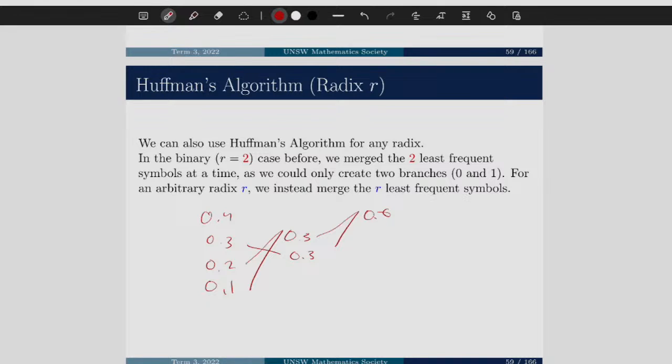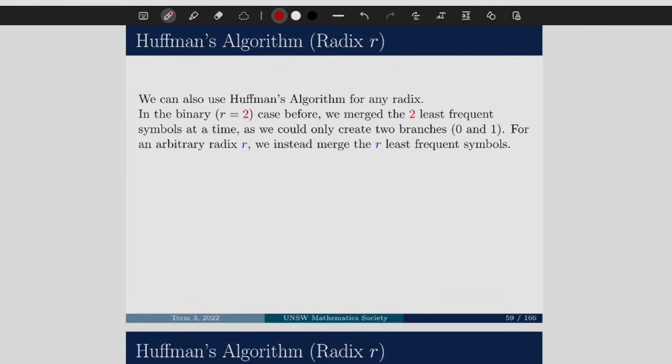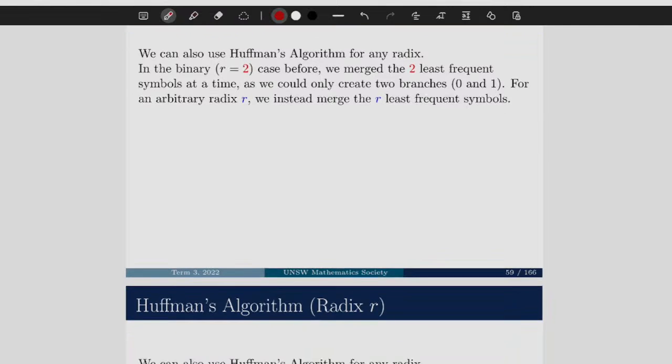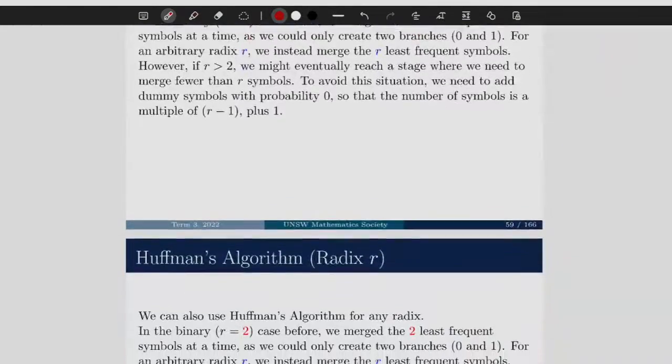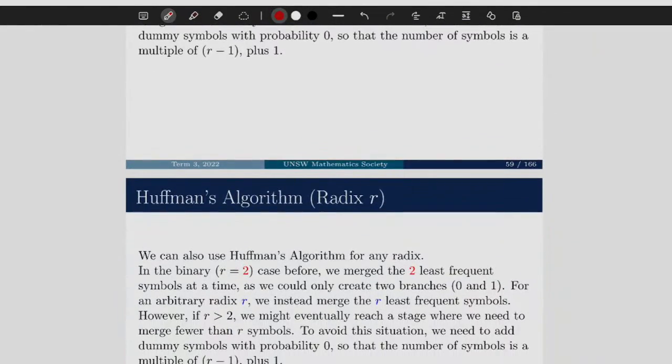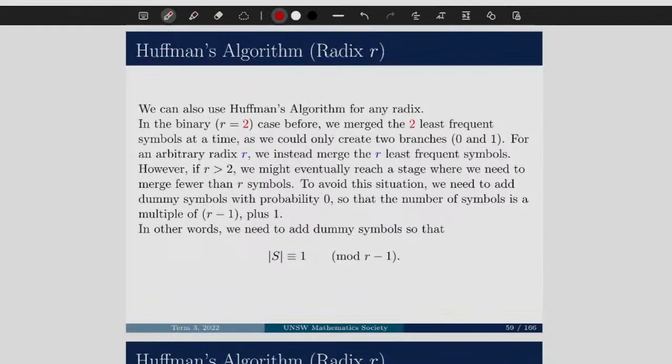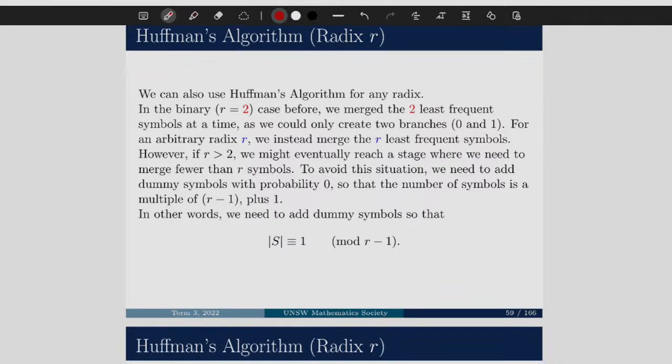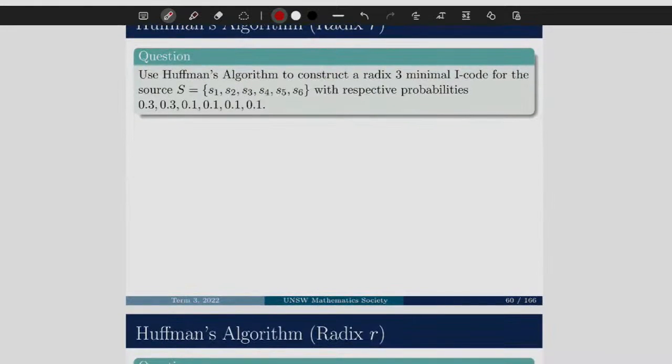The problem with this when it comes to higher radix is that we might not end up getting the minimal code if we don't use dummy symbols. Right? I'm going to display this later, but this is essentially the reasoning behind it. So we add in dummy symbols with probability 0 so that the number of symbols is correct, right? Okay, let's do this with an example.